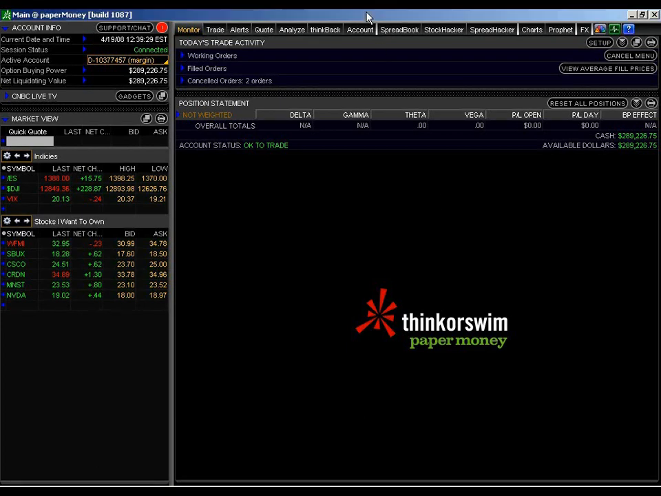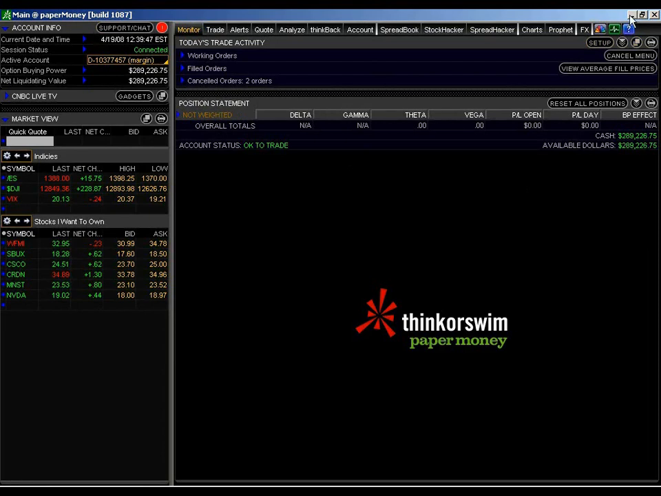I'm using the paper money version of the platform so that my current positions don't get in the way of the tabs and so forth, and it doesn't throw off what you're trying to look at here. You can do paper trading through the TOS platform.